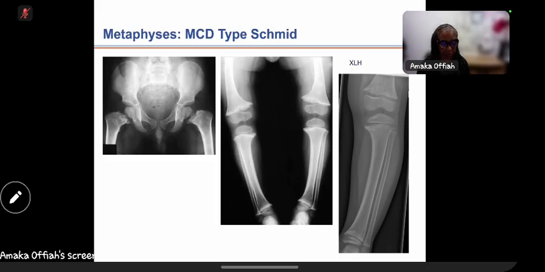And remember that hypophosphatemic rickets is not always X-linked, so it can be autosomal dominant. And that also has this particular appearance on radiographs. So do think about, could this be hypophosphatemic rickets when you see the medial aspects affected in this manner.